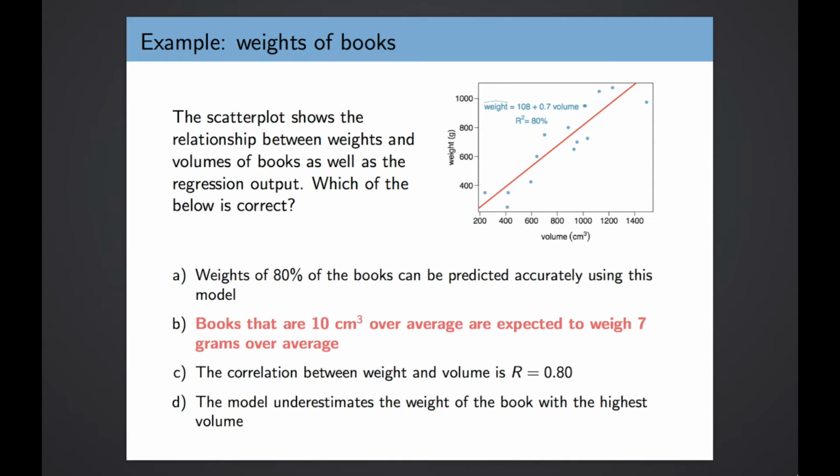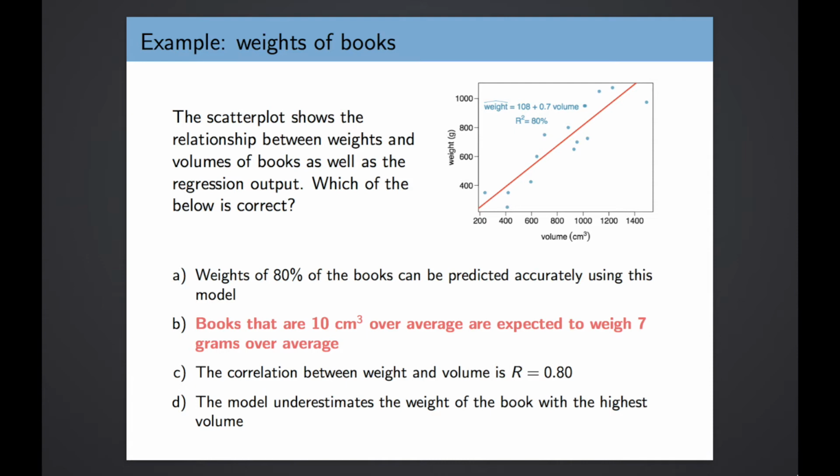The regression line doesn't capture 80% of the data points, right? 80% of these data points don't lie exactly on the regression line. But the regression line does give us this sort of useful approximation of the relationship between these two variables in a way that explains 80% of the variation in the dependent variable.